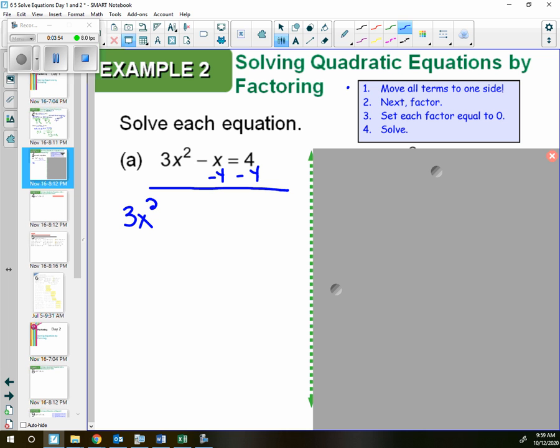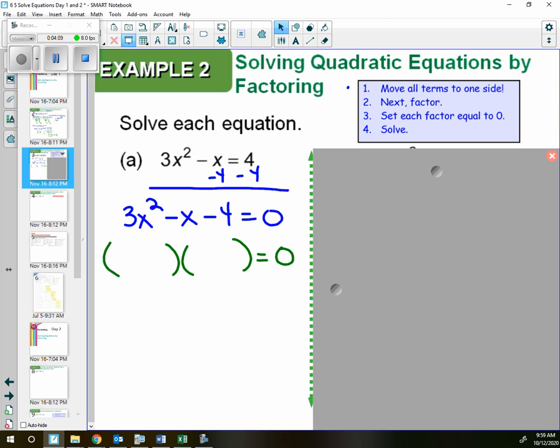Write your terms always in descending order, so the highest degree term first. So I'm going to put that -4 at the end. There's no like term with it. If there were, you could combine it, but there isn't. Okay, so now our quest is we need to try to see if we can factor this so we can set those factors equal to 0 and solve.